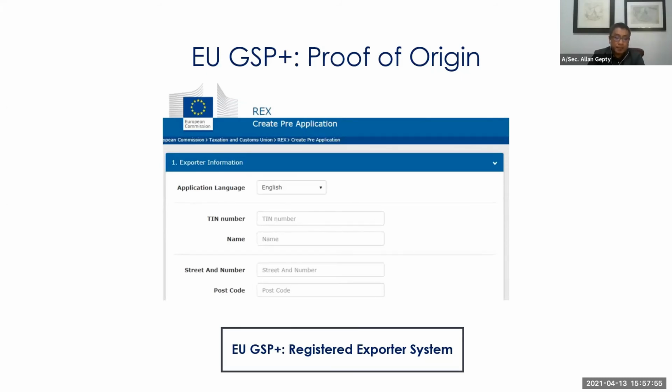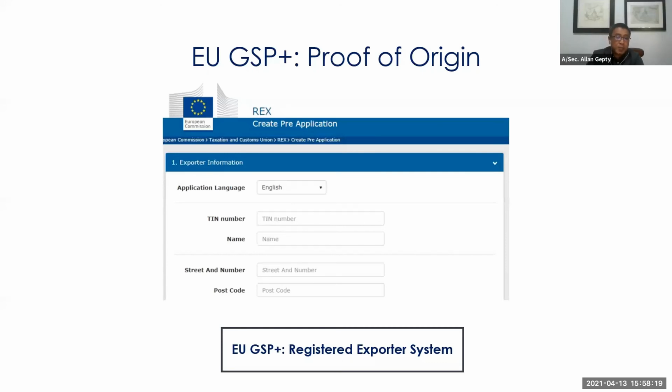So what is this EU REX? EU REX is a self-certification system that has been applied to EU GSP beneficiary countries and FTA partners. The EU REX system, which the Philippines started to implement on January 1, 2020, replaces the previous certificate of origin, which is the GSP Form A.